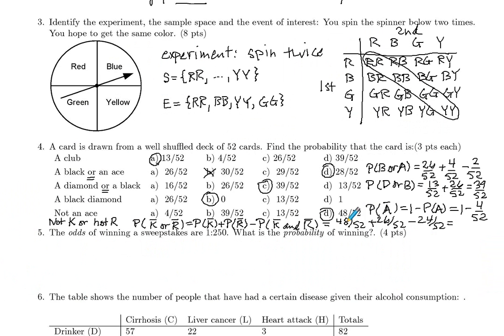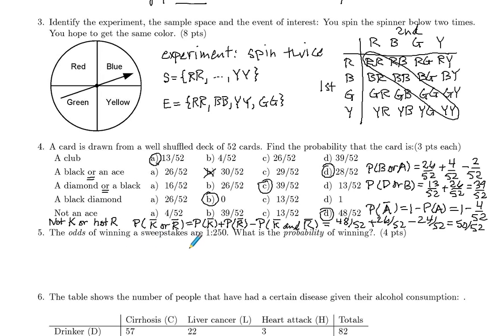So that'll be 48, positive 26, and negative 24. This is just 2, so that adds 2 more. That would be 50 out of 52. So there's one more example to give you an idea of how I could change these. There I combined a complement and an or.